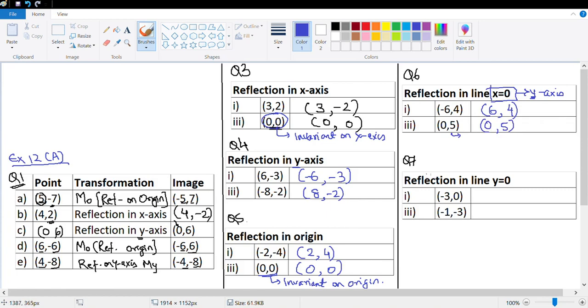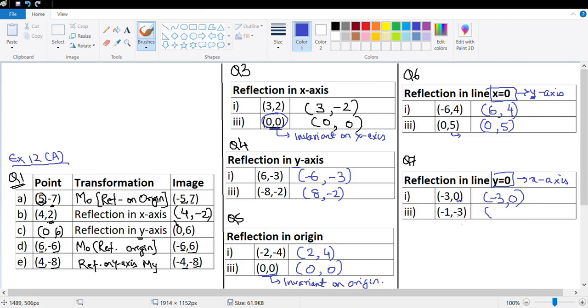Question number 7 says: coordinate of the point reflection in y equal to 0. Now y equal to 0 is basically the x-axis. So when I reflect in the x-axis, the sign of y changes, which means (-3, 0). 0 becomes negative 0, which in any case is 0. So this is invariant for the x-axis.